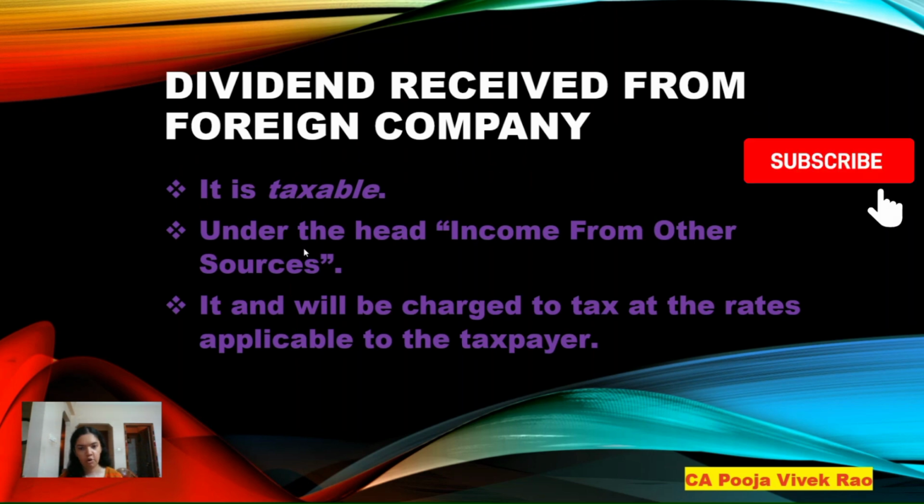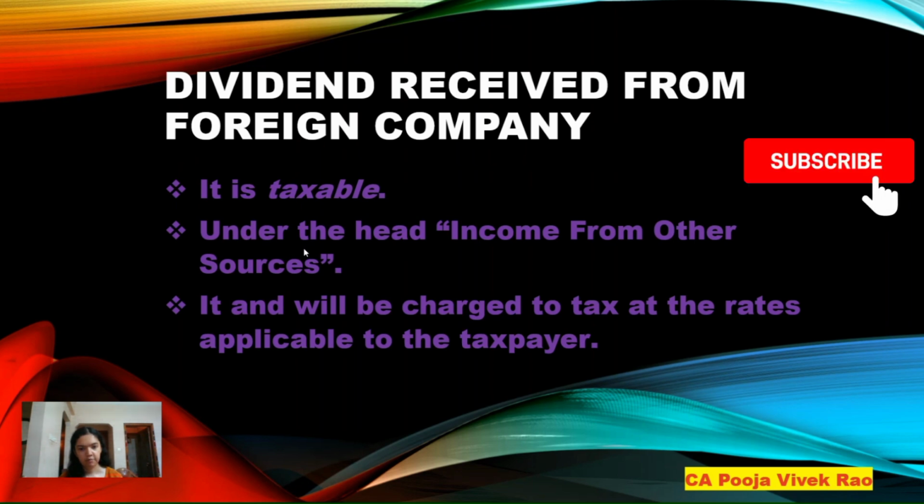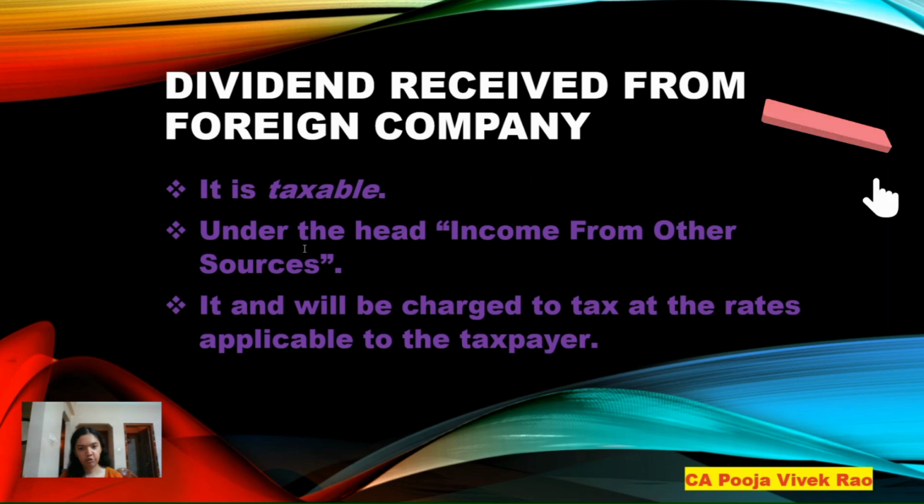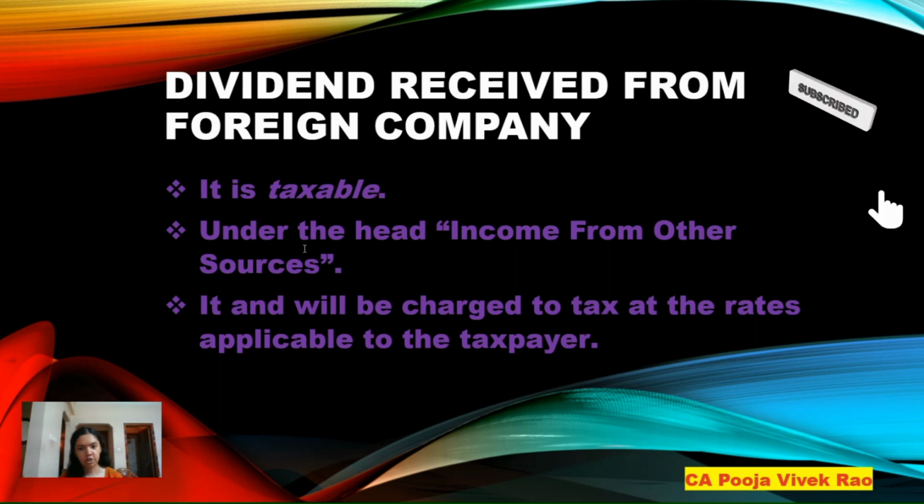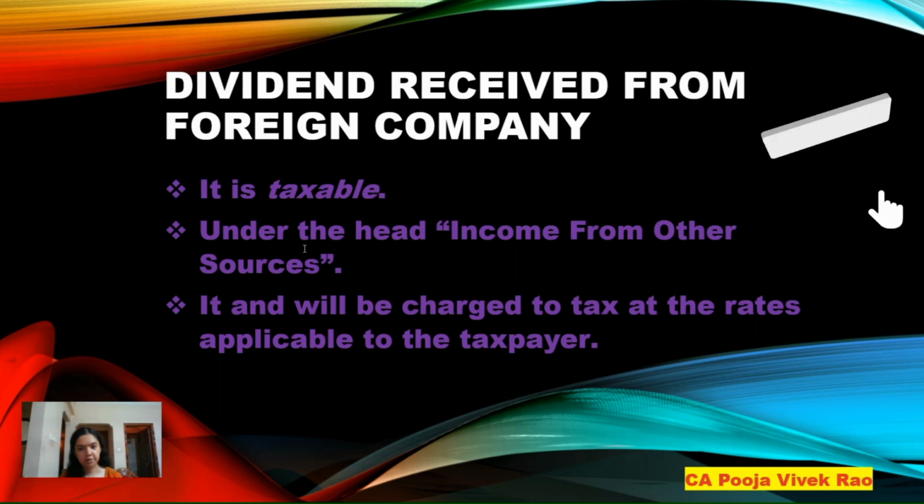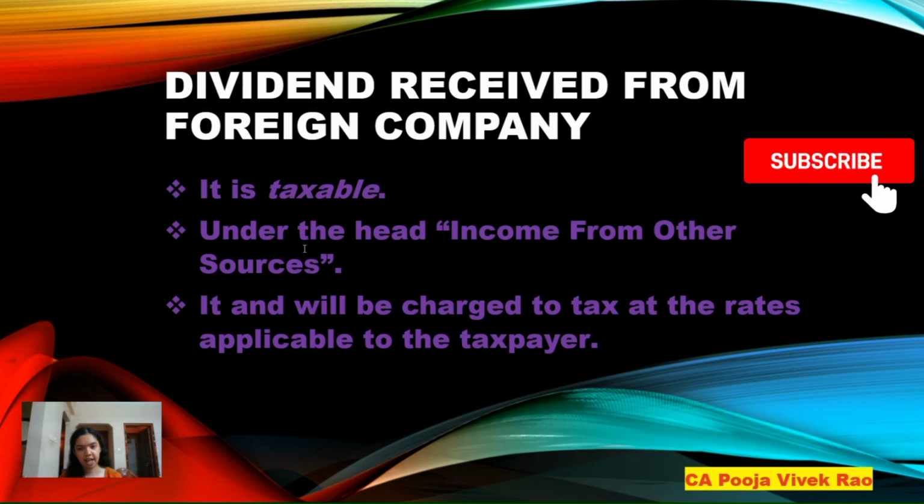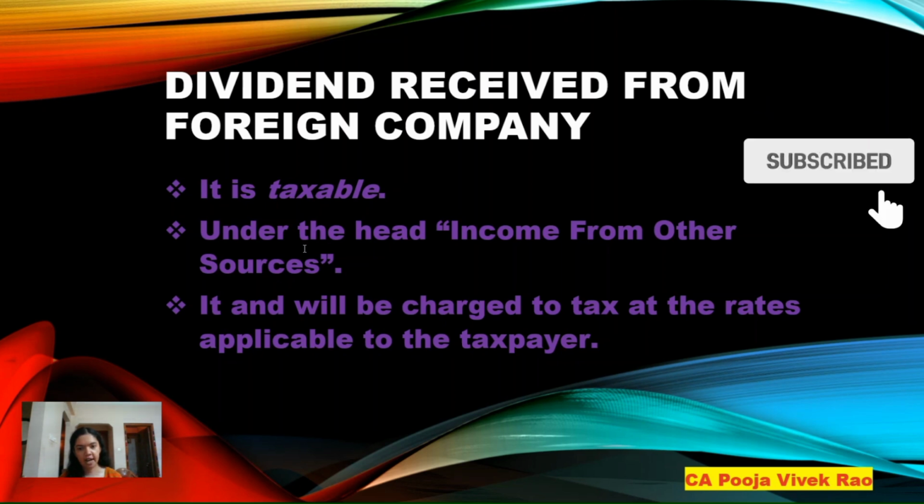Dividend received from a foreign company is taxable. It will be charged to tax under the head income from other sources. Dividends received from a foreign company will be included in the total income of the taxpayer and will be charged to tax at the rates applicable to the taxpayer. For instance, if the taxpayer comes in at the 30% tax slab rate, then such dividend will also be taxable at 30% along with cess.